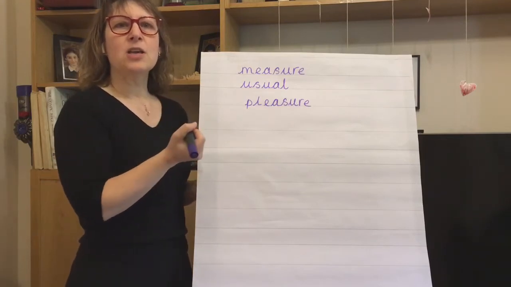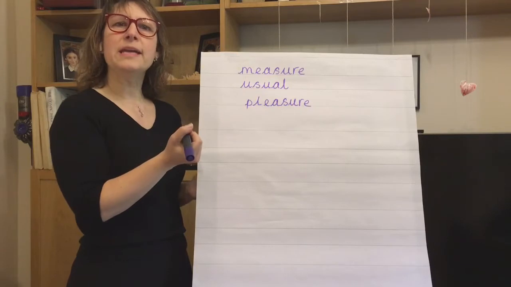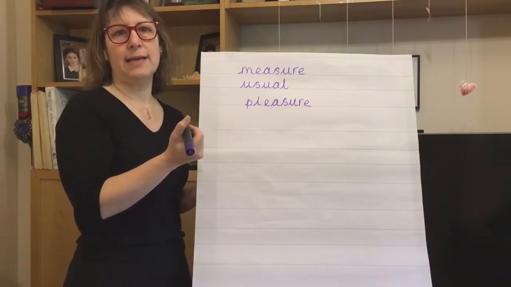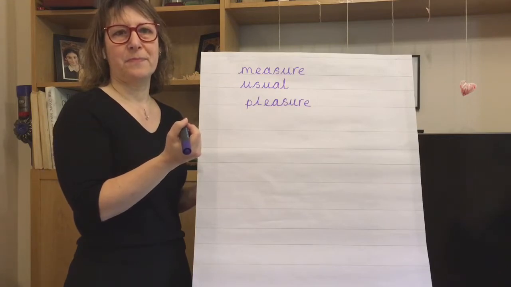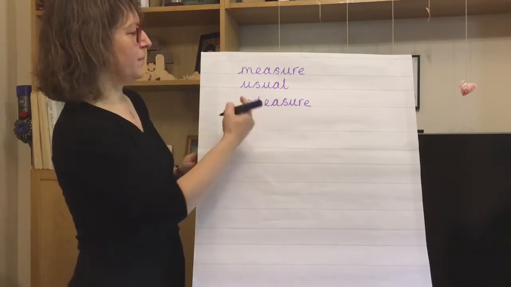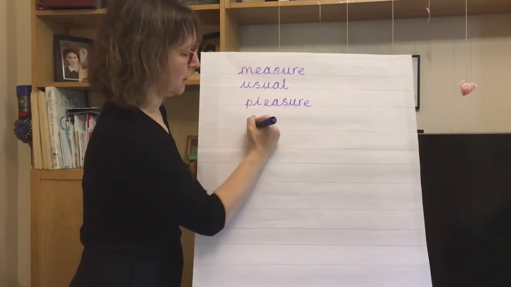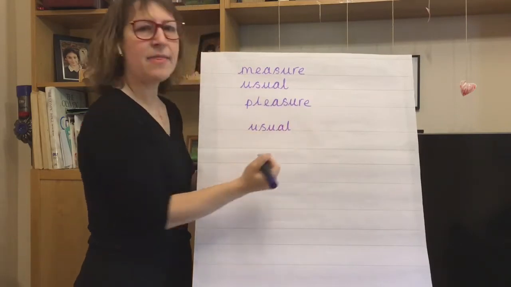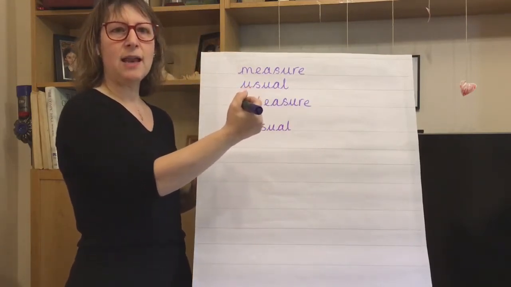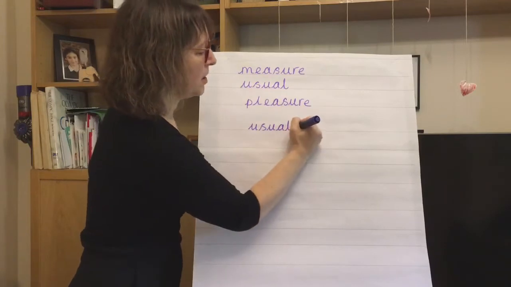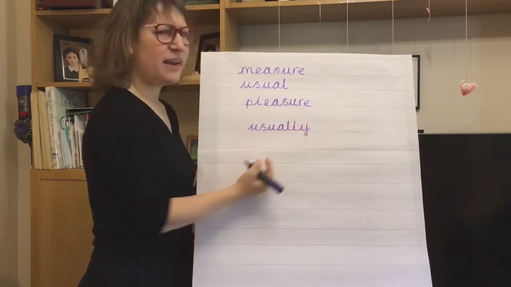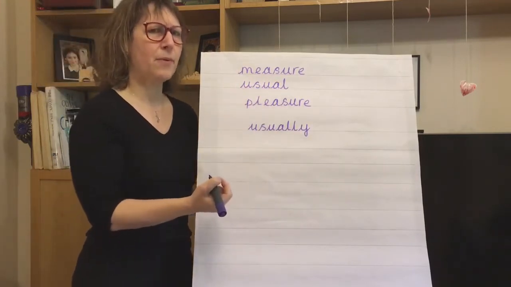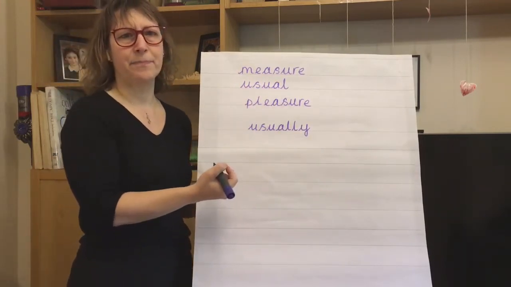The next one is usually. We usually do our spelling tests at school. Usually. We have usual here. Usual. And then we're going to put the ly on the end, like we do on the end of an adverb. Usually. And I think that might be why I think there should be two L's at the end of usual. I think that might be why I get confused, usually.